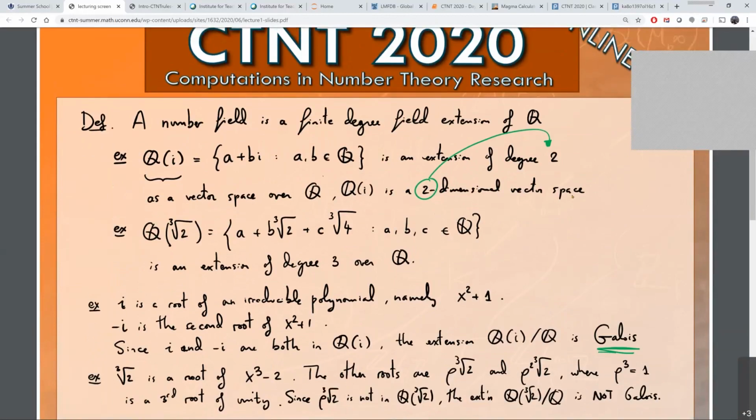Okay, so a number field is a finite degree field extension of Q. For example, Q adjoin i is an extension of degree 2 of the rationals. If you consider Q adjoin i as a vector space over Q, then you see that it is two-dimensional over Q.